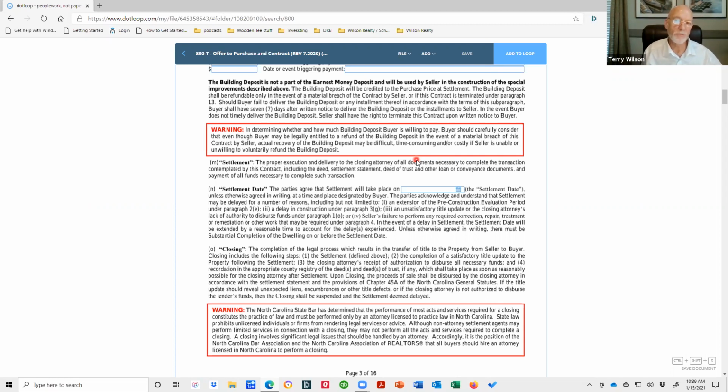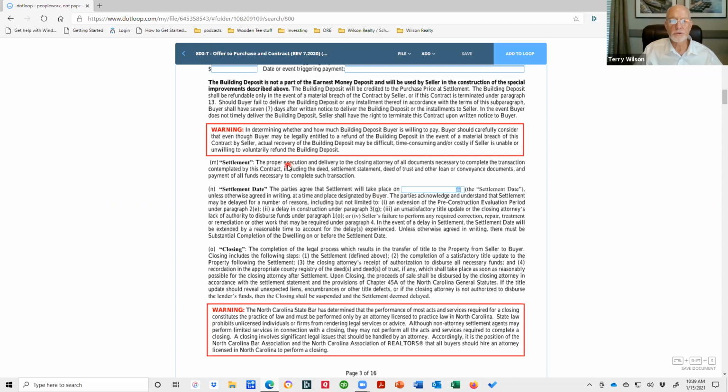Well, I have the right to get the $30,000 back, but what that warning is saying is good luck, because you got to find the builder. Builder may not have any money, and even if they do, they may not be willing to give it up. Now you get to go to court. So that's what they're saying. You want to be careful about the deposit you're going to make.